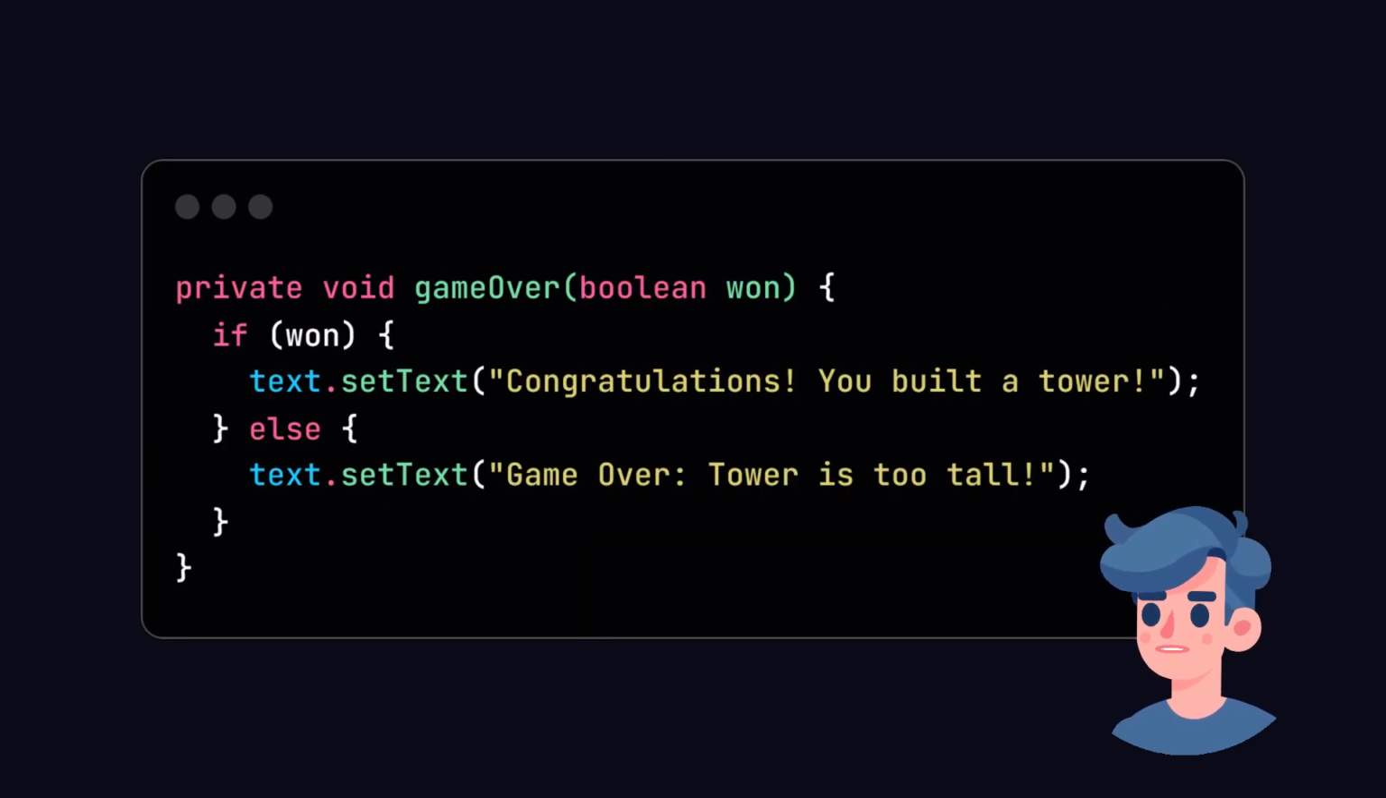Now, when the game ends, we can update the GUI text to notify the player. This will give instant feedback on the game state. Modify the game over condition to update the text.